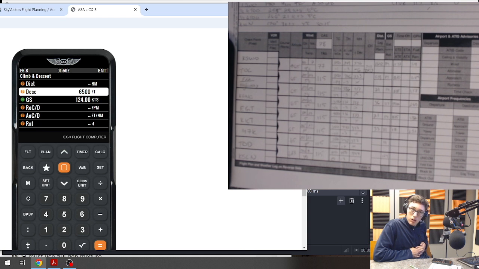When I'm descending, because I'm descending down to... Actually, no, never mind. I got it. Okay, so we're descending down from 6,500 feet, and we're going to pattern altitude, which is 2,300 feet.